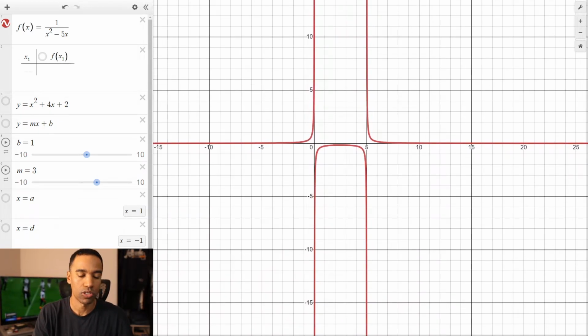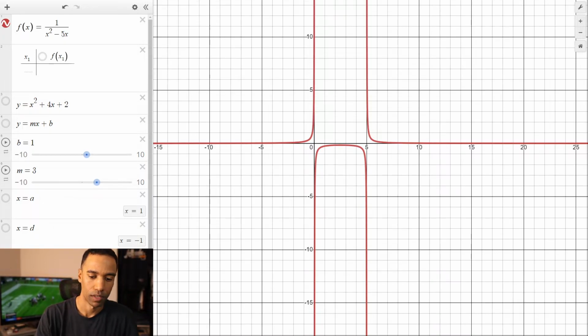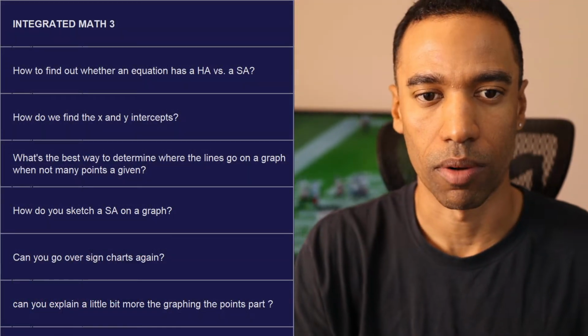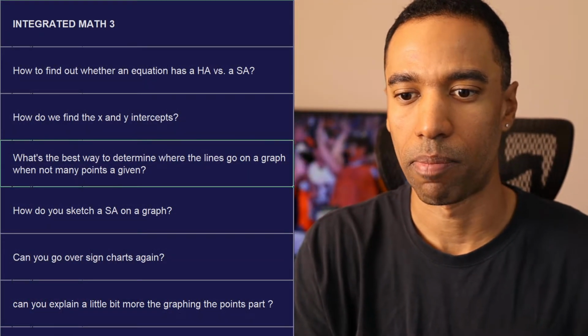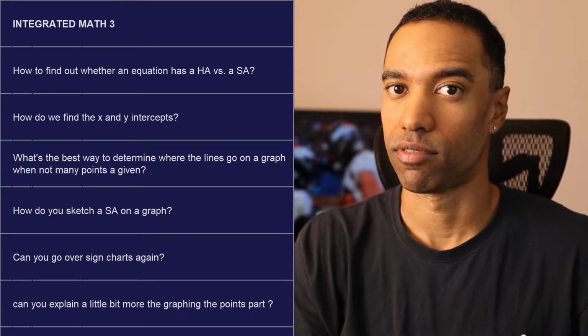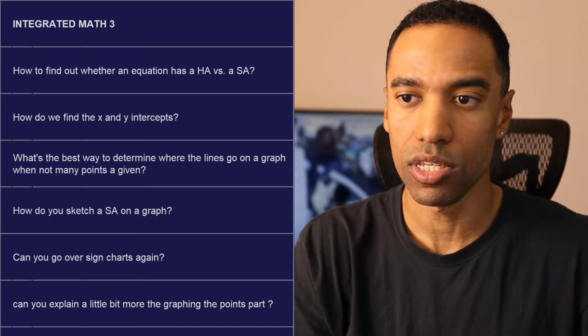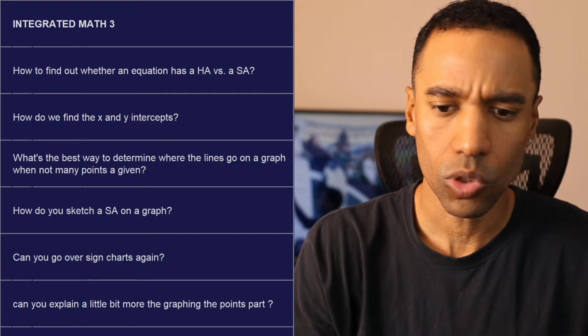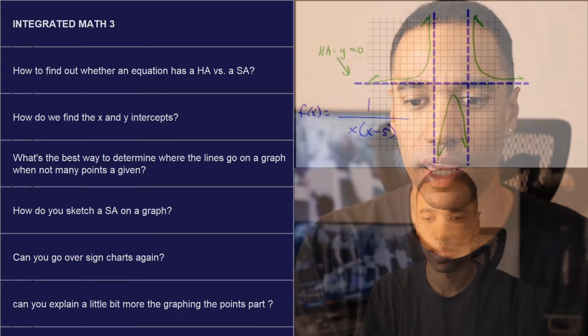Now, they don't always just do that, because your question was what? Sorry. I'm still rummaging through this. Your question was, what's the best way to determine where the lines go when not many points are given? So that was one with no points. But I just did talk about one as well, where say you did find a point, and I want to hit that home as well.